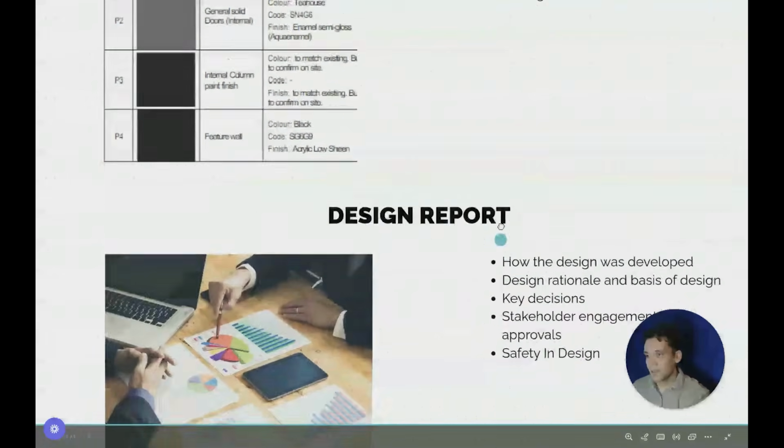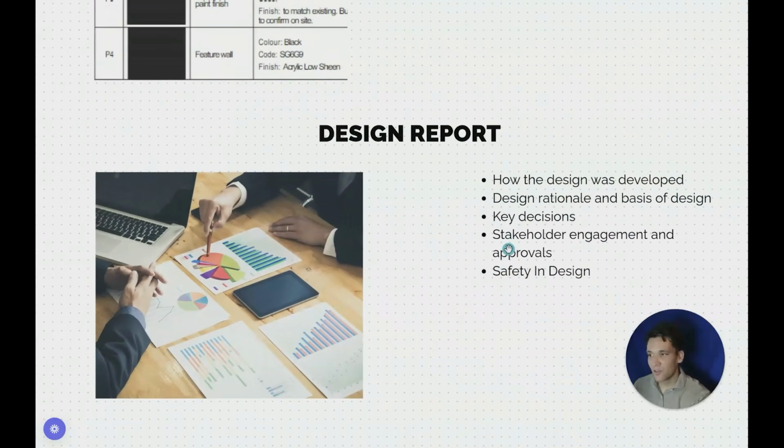The next type of design document we have is the design report. So every design package will have a design report associated with it. The design report details how the design was developed. It talks about the design rationale, the basis of design, how the project requirements have been met. In some instances, it'll actually list out the project requirements and talk about in detail that every single one has been met.